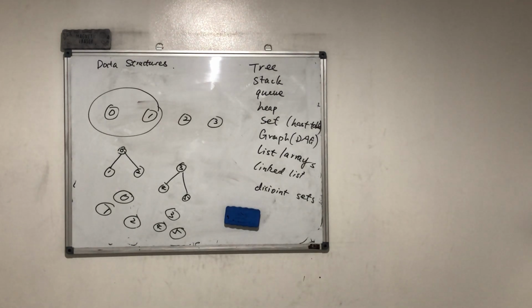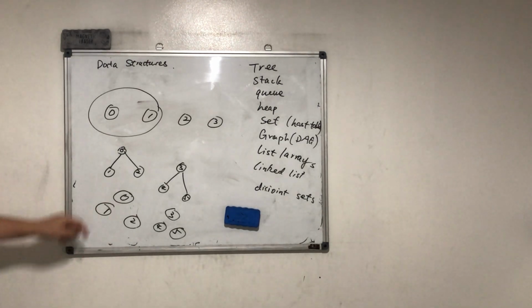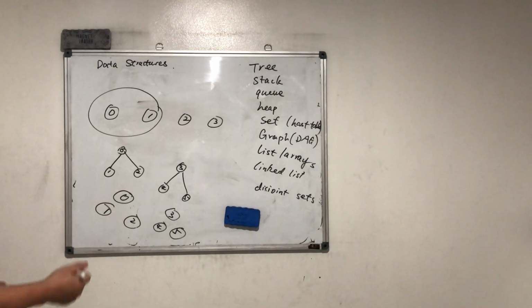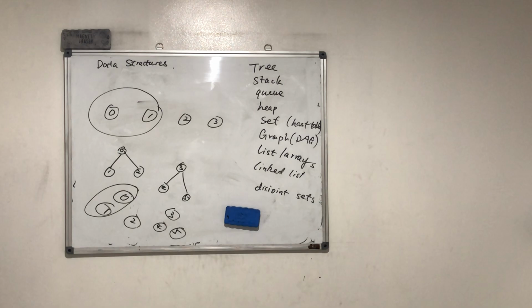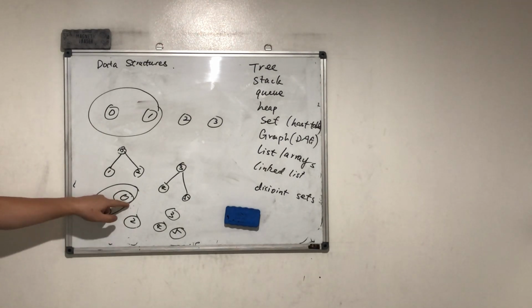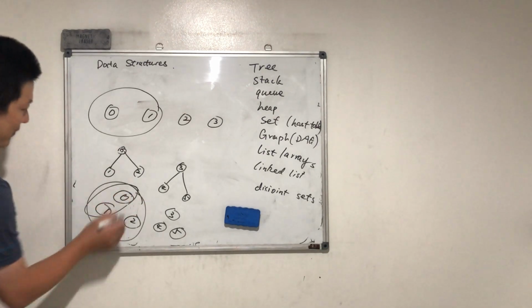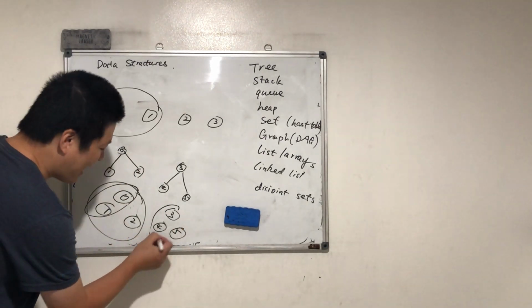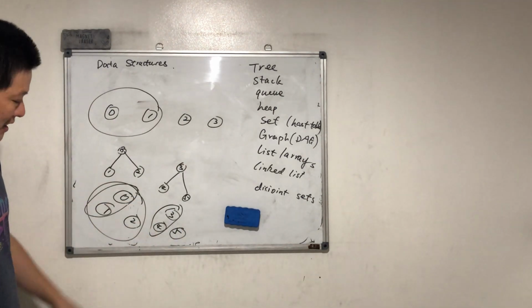So what does it mean? If there's an edge, 0 and 1 belong to the same group, right? So I put them together. Okay, 0 to 2, what does it mean? I want to put the 2 in the same group, right? So same group. 3 to 4, same group, right? 3 to 5, same group.